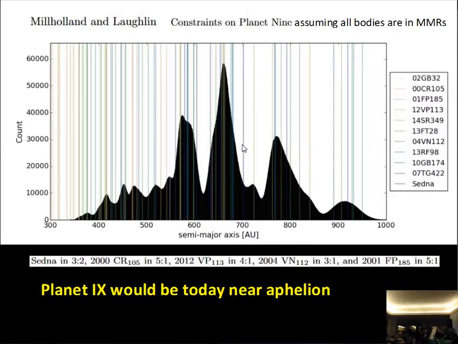The planet should be near aphelion today. So that means that it's far away, and if you have a planet of about 10 Earth masses, with this kind of semi-major axis, with the eccentricities that are needed, 0.6, 0.7, this planet is beyond 1,000 AU now. So it's magnitude 24, more or less, give or take a couple of magnitudes. So very hard to find.